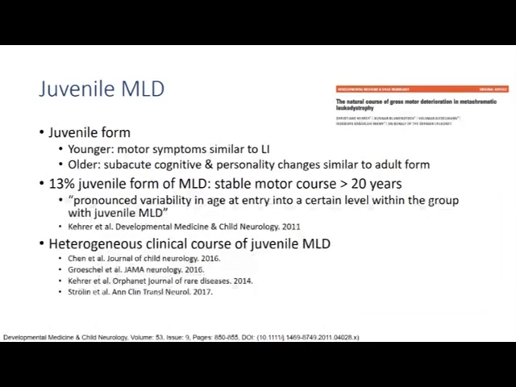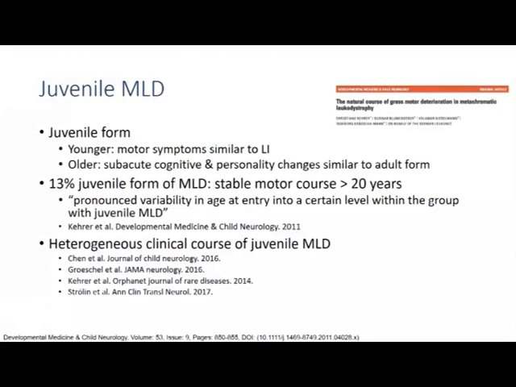In the juvenile form of disease, it can be divided into two groups, the early juvenile and late juvenile. In the younger children, they oftentimes have motor symptoms more similar to the late infantile form. And the older young adults can have much more chronic or personality changes similar to the adult form. Within the juvenile spectrum of MLD, there's quite a lot of heterogeneity, with up to 13% of young adults having a completely stable motor course for more than 20 years.